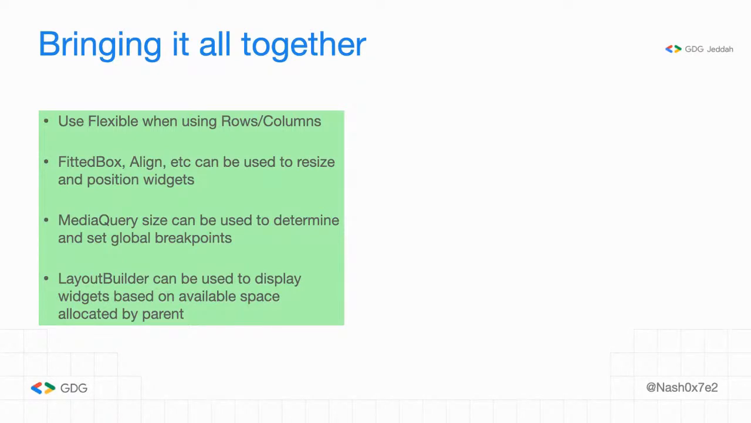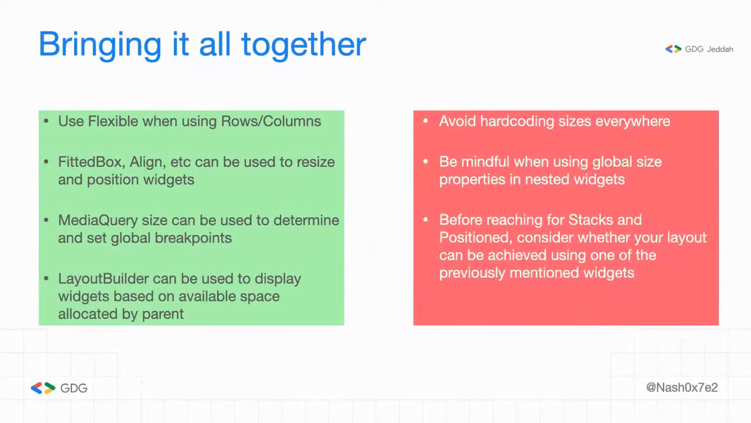We looked at how we can use the MediaQuery size property to determine and set global breakpoints for different devices and screen sizes. And of course, we talked about LayoutBuilder and how you can use the constraints from the parents to lay out your widgets based on the available space actually allocated to you instead of reaching for the global screen size. And we talked about avoiding common pitfalls like hard coding your sizes and being mindful of how and when you access your global size properties.